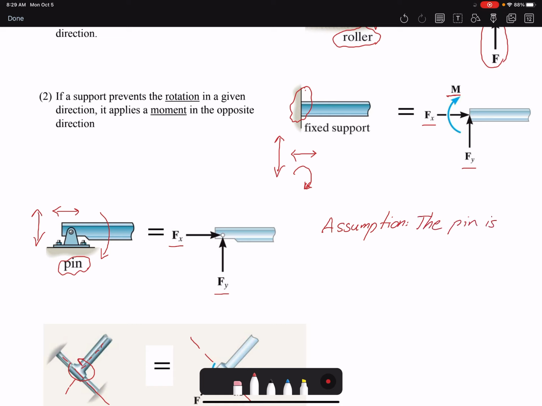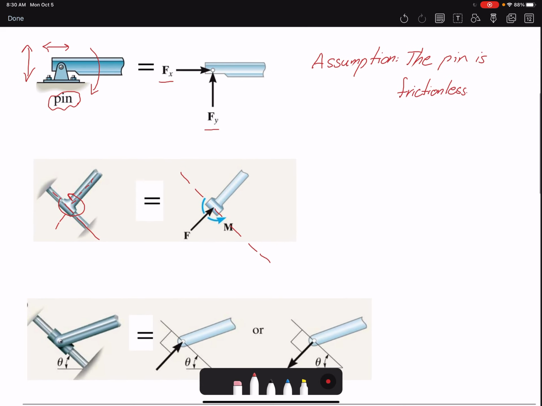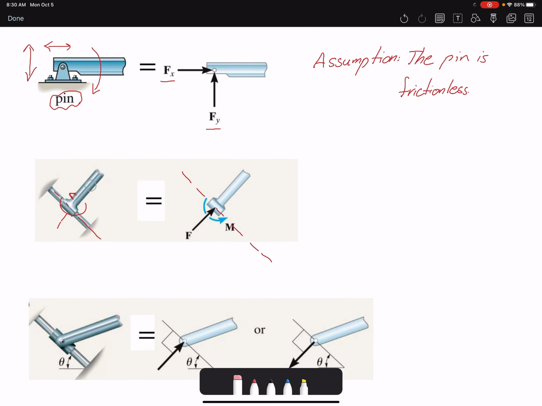So that's very important. If our pin has friction, that means that there is some resistance to motion, and then we could use a moment in our reaction loadings. So here, let me clean this up.